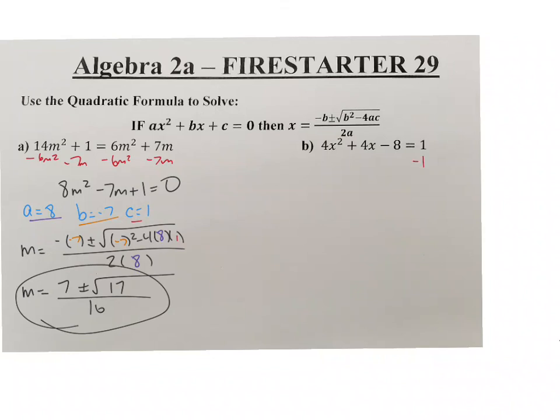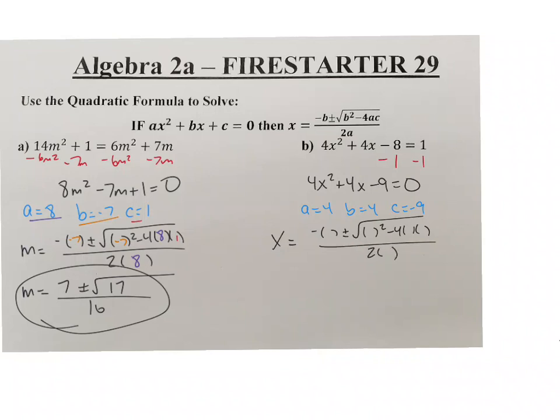B, exact same concept, but minus 1 from both sides. I get 4x squared plus 4x minus 9 equals 0. So A is 4, B is also 4, C is negative 9. X equals, remember this is an empty set of parentheses, the opposite of B plus or minus square root B squared minus 4ac all over 2a. So I'm not just saying parentheses for giggles. I literally use those in my calculator so I don't make sign mistakes.